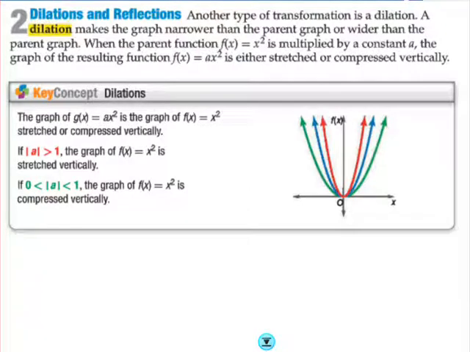Another type of transformation is called a dilation. A dilation makes the graph narrower than the parent graph or wider than the parent graph. Okay, we have dilation when we have the original x squared multiplied by something. So this is when x squared has a leading coefficient. If the a in front of the x squared, if the absolute value of it is greater than 1, then we stretch it vertically, or you can think of it as getting skinnier. If the absolute value of a is less than 1, then it's compressed vertically, or you could think of it as getting fatter.